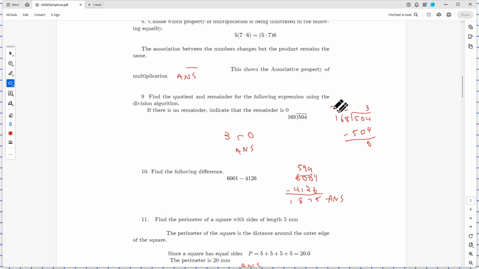Put down my 4, carry my 2. 3 times 6 is 18. Plus 2 is 20. Put down my 0, carry my 2. 1 times 3 is 3. Plus 2 is 5. Remainder 0 for my final answer.